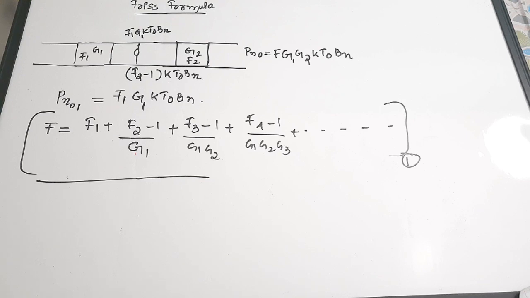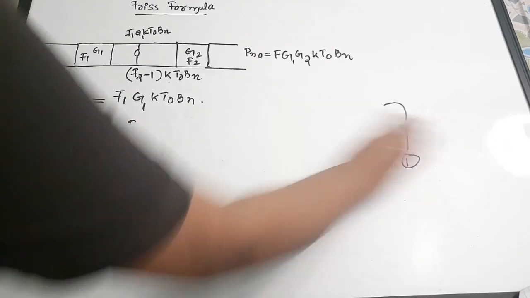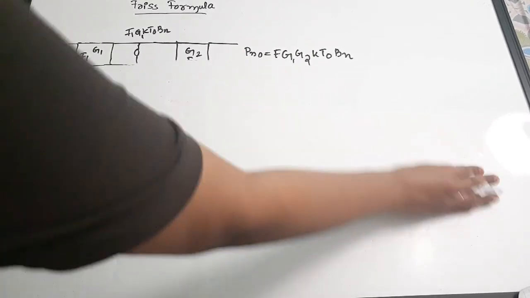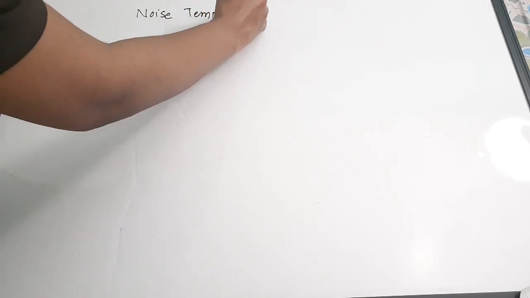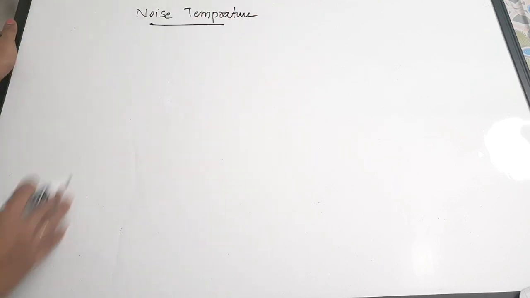Next we are going to discuss the noise temperature, and how we can write the Friss formula in terms of the noise temperature. Okay, we'll directly write it. Noise temperature.